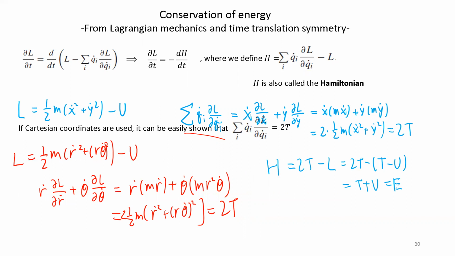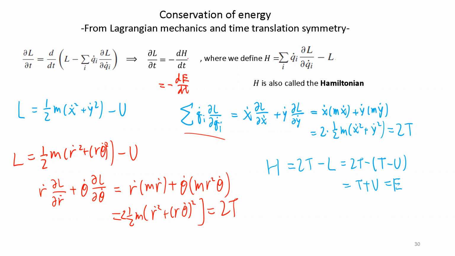So now, basically, I'm done with this. Because of this minus dx dt, now I can really say that this is minus dE dt, the Hamiltonian energy. So if partial L partial T is zero, that is, time translational symmetry, then I have this dE dt equals zero. That is to say that the total mechanical energy is conserved.